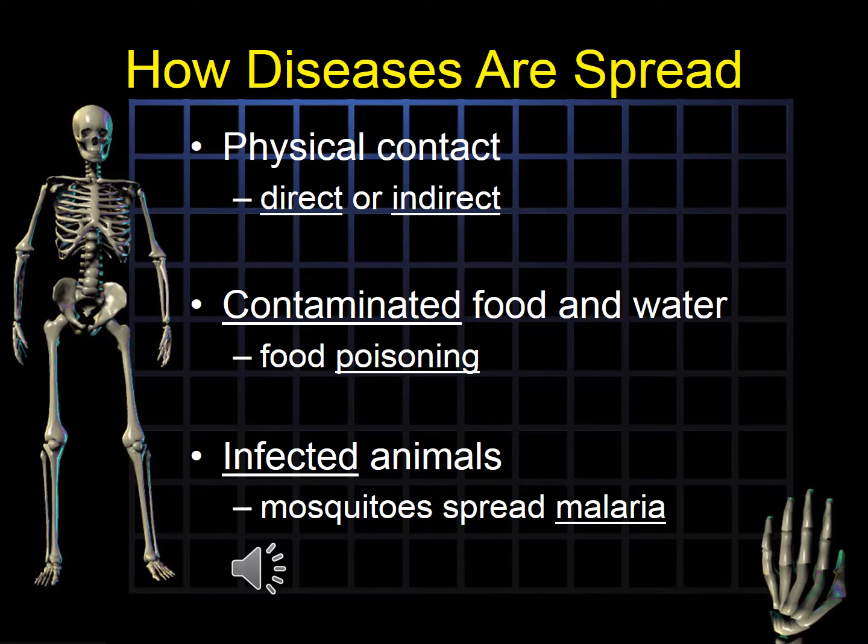Another way is infected animals. Mosquitoes spread malaria, and the Zika virus is also spread through infected animals. Rabies is another example, spread by animals. They're not always mosquitoes; mosquitoes are just common. Other ones are bigger. Rats are also ways that pathogens can get passed on from one individual to the next.